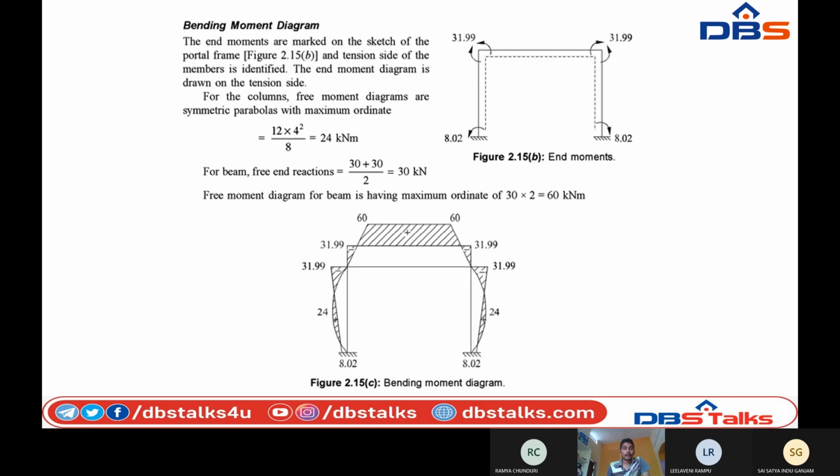For the bending moment, the span AB is 12 into 4 square by 8, equal to 24 kN-m. For BC, the free moment is 30 plus 30 by 2, equal to 30 kN-m. This gives the bending moment diagram.